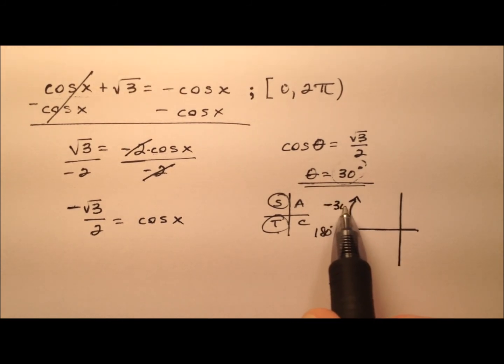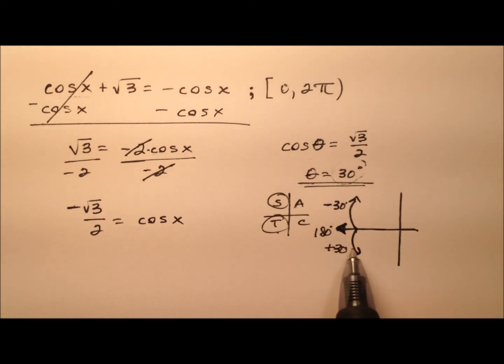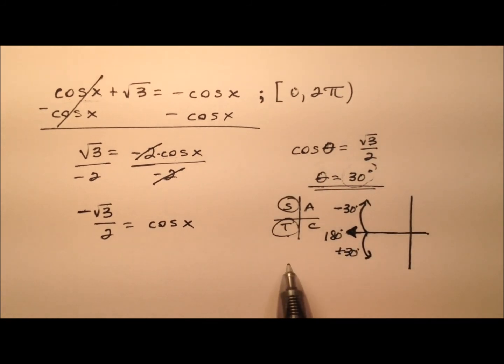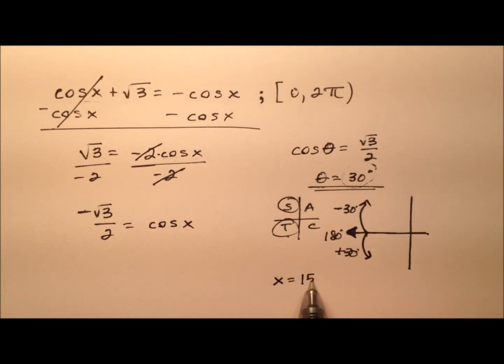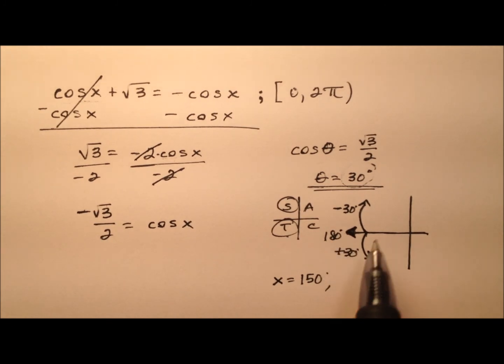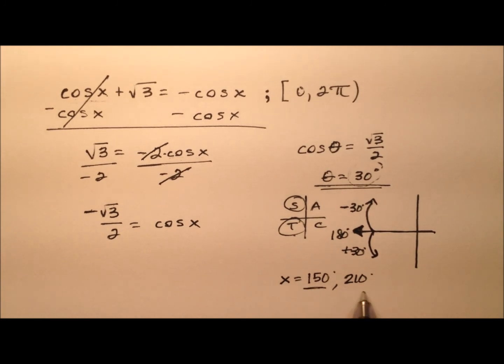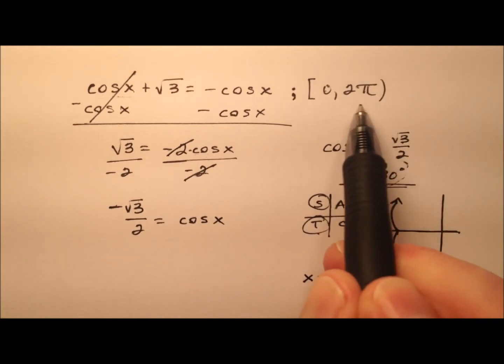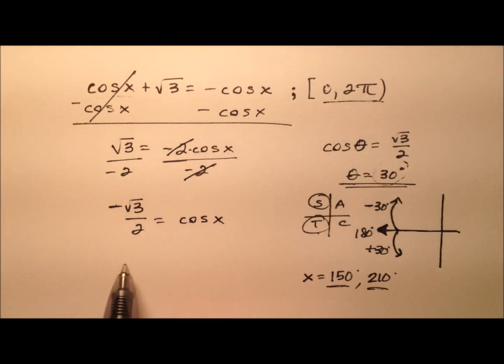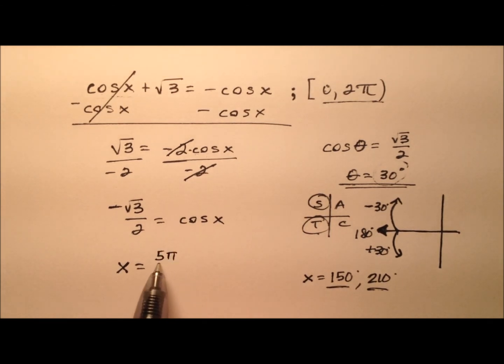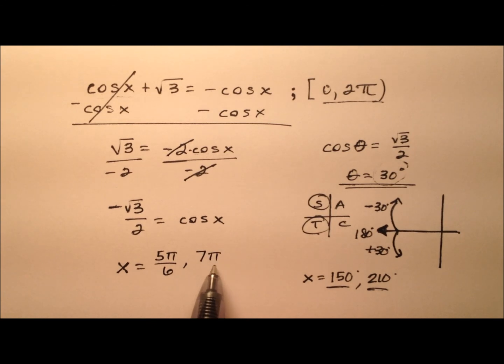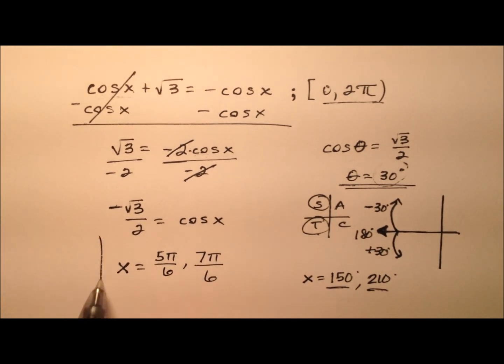So I'll be subtracting 30 degrees and adding 30 degrees to find those values. So I can see that x will be 180 minus 30, which is 150 degrees, and 180 plus 30, which will be 210 degrees. The problem is, of course, these are in degrees, and we need our final solutions to be in radians. So let's go ahead and say x equals, and we know that this is going to be 5 pi over 6 for the 150 degrees, and 7 pi over 6 for my 210 degrees.